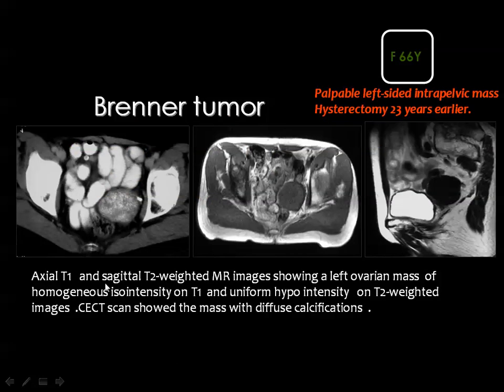This is the classic appearance of Brenner tumor by CT, a solid lesion containing calcium, and by MRI, you see the lesion of low signal, and in the T2 weighted image it shows very, very dark signal, like air, for example, in the colon.